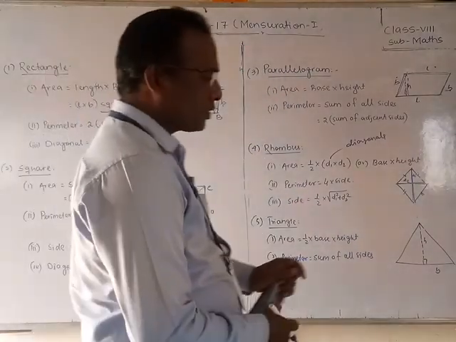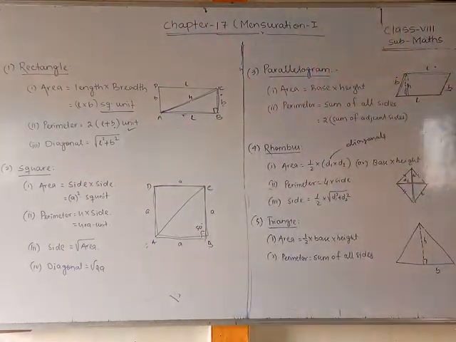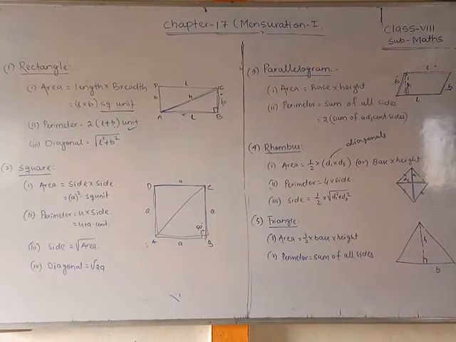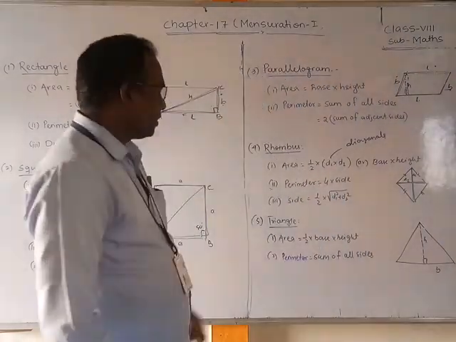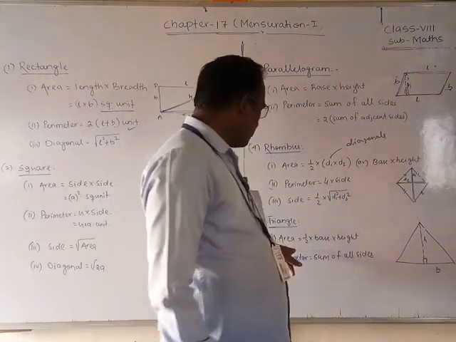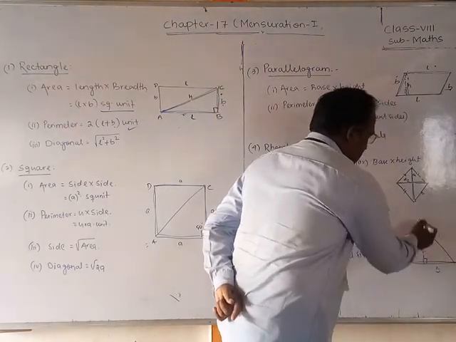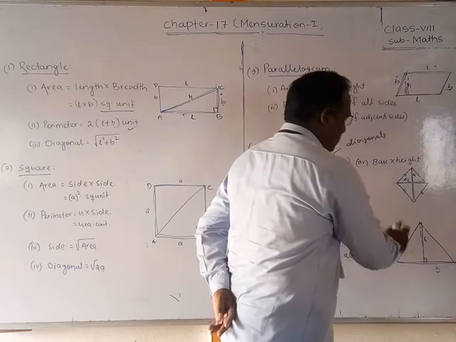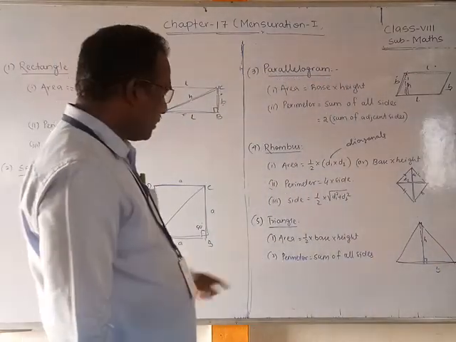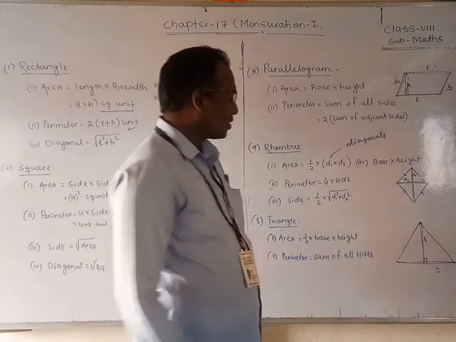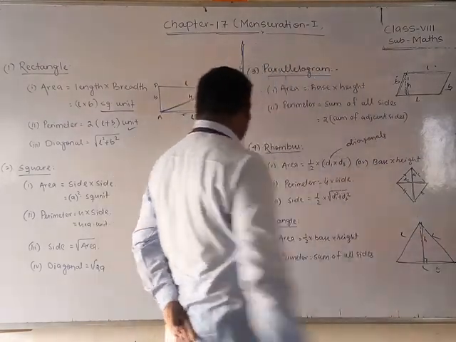So now students, we will discuss the triangle. You should see here the triangle. The area of a triangle is equal to half into base into height. This is the base and this is the height. So half into base into height, you can find the area. And what is the perimeter? The perimeter is equal to the sum of all sides. If this side plus this side plus this side, we will get the perimeter.